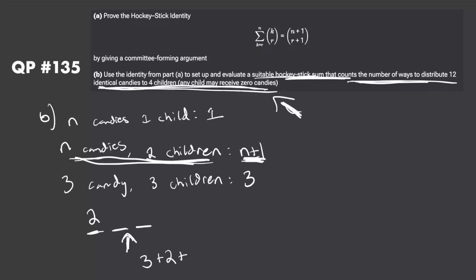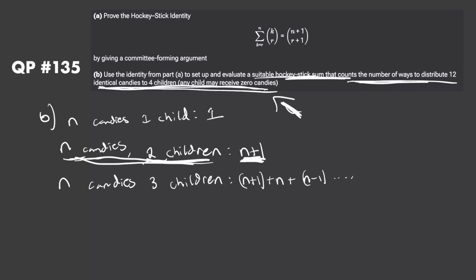If I have 3 candies and I give the first child 0, well, then I have 3 candies to distribute to 2 children. I can distribute 3 candies to 2 children in 3 plus 1 ways, so 4 different ways. Now if I give the first child 1 candy, I'm going to have 2 candies to distribute to 2 children. We already calculated there's 3 ways to do that. Now if I give the first child 2 candies, I'm going to have 1 candy to distribute to 2 children. There are 2 ways to do that. Now if I give the first child 3 candies, well, there's going to be 1 way to distribute 0 candies to 2 children, so I add on a 1 here. So again, the general pattern is now going to be obvious. If I have n different candies, well, then the number of ways to distribute them to 3 children is going to be n plus 1, plus n, plus n minus 1, etc., all the way down to 1.